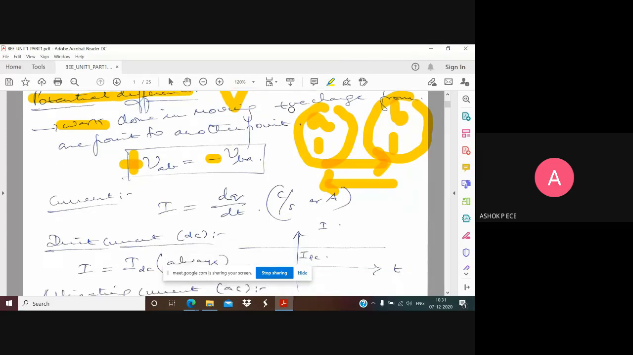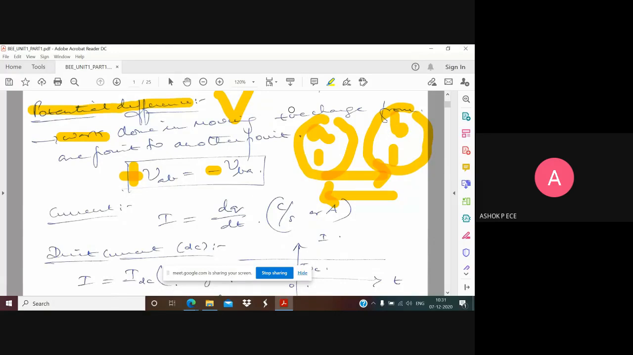Now current. After studying voltage, we cannot leave current. So V and I are going to be the main contributing factors of electronic circuits. Now current. When electrons move in a finite conducting medium, the flow of electrons causes current. So how many electrons move inside the conductor per unit time? The rate of flow of charges per unit time is current.